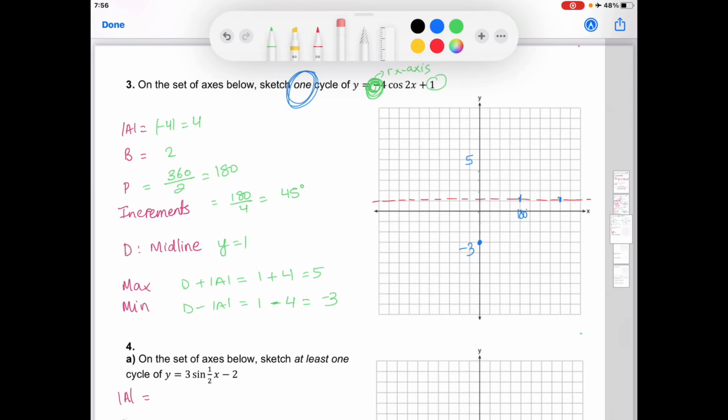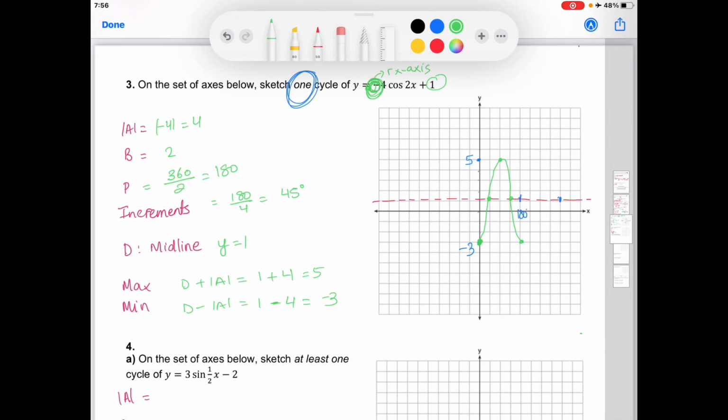So what does that do? That will actually make me not start at the max, but it'll make me start at the minimum. So I'm going to be starting at the minimum. Then I'm going to go to my midline, then max, then mid, and then minimum. So it's like an inverted cup. So that's one cycle of a cosine graph.